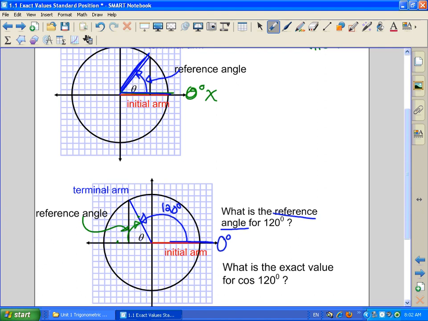So what do we know? Between the positive side and the negative side of the x-axis, it's 180 degrees. So to calculate your reference angle for angles that are greater than 90 but less than 180, you take 180 degrees, which is your total, and subtract the initial angle given, which is 120 degrees. So basically the reference angle here, folks, is 60 degrees.